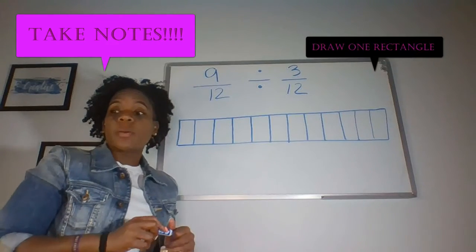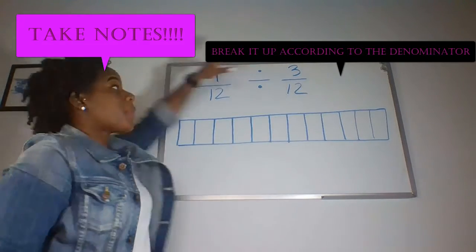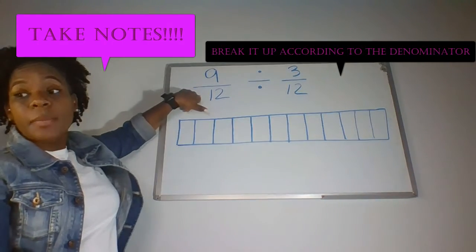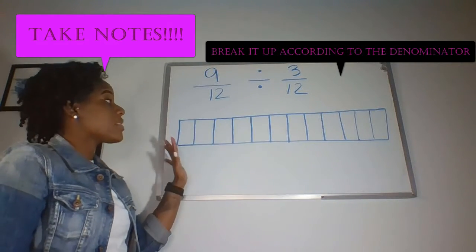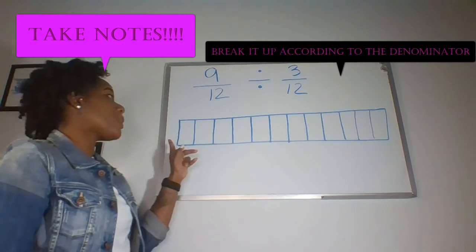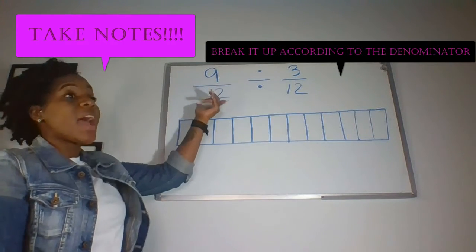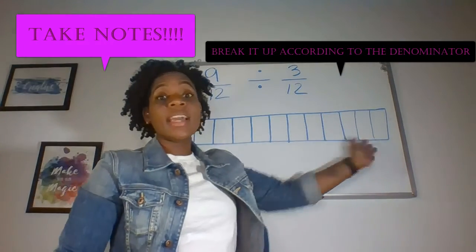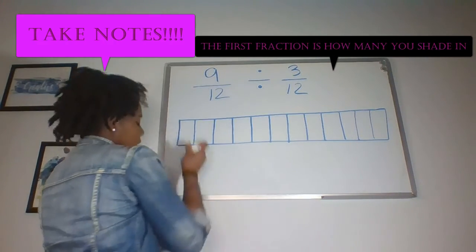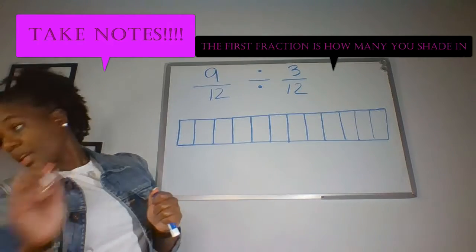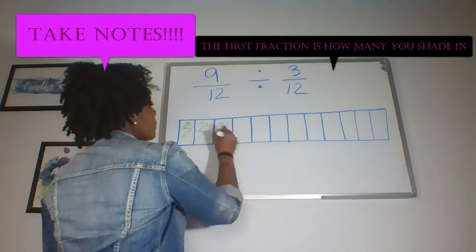Here's our second example. Notice I'm using one long rectangle and I'm breaking that rectangle up according to the denominators. If we pay attention, these two denominators are the exact same. So I took this one long rectangle and broke it up into 12 individual pieces, okay? Now the first fraction tells us how many of the 12 we need to shade in. So I need to shade in 9 out of the 12, right? I'm going to use a different color so that we can see the breakdown. So I'm going to shade in 9 of these.